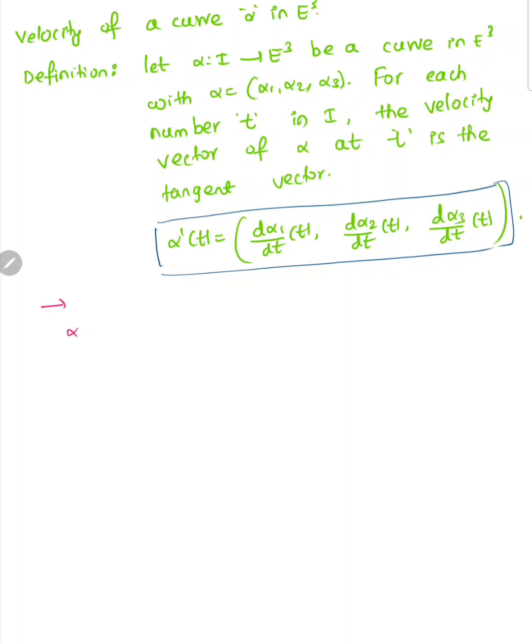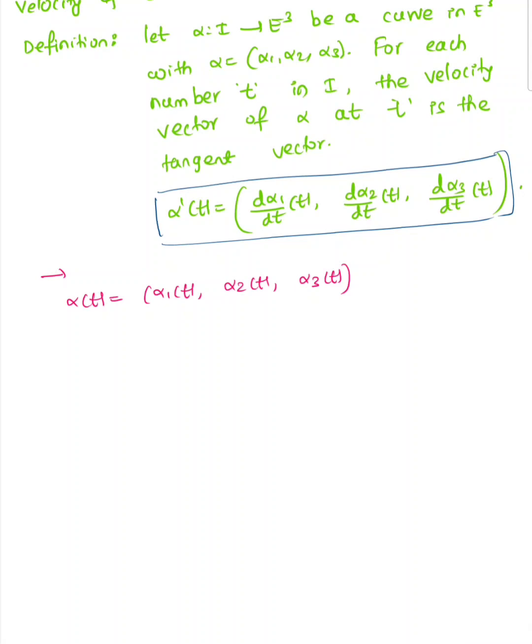First we will consider alpha of t is equal to alpha 1 of t, alpha 2 of t, alpha 3 of t. In order to find the derivative of curve alpha, we will use the definition of differentiation of a function: df by dt at a time instant t is given by the limit as delta t tends to 0 of f of t plus delta t minus f of t, divided by delta t.